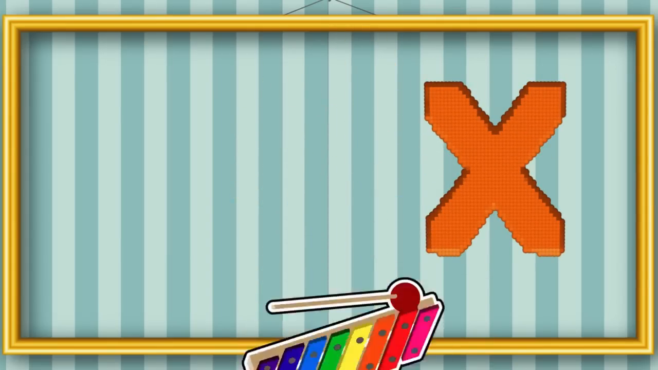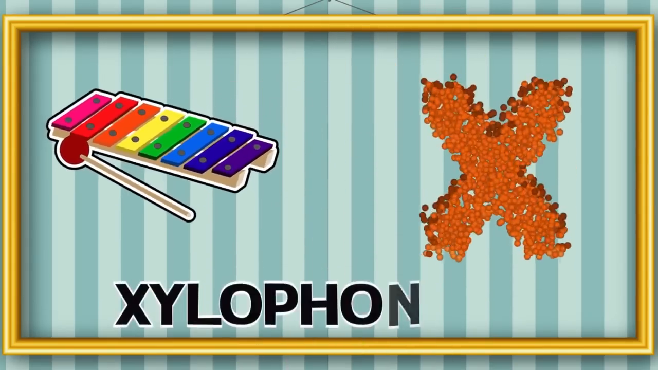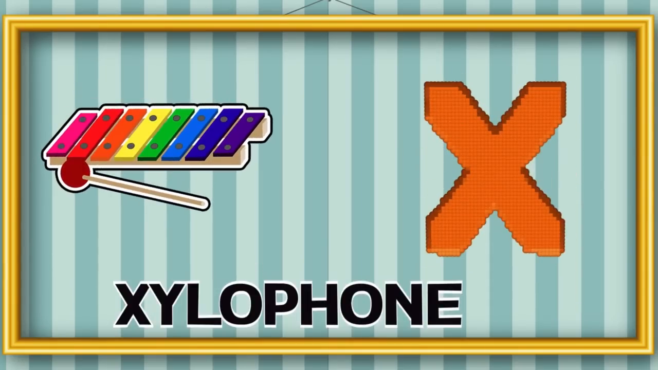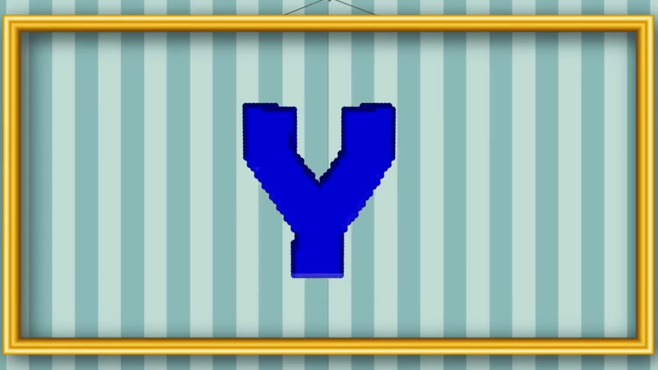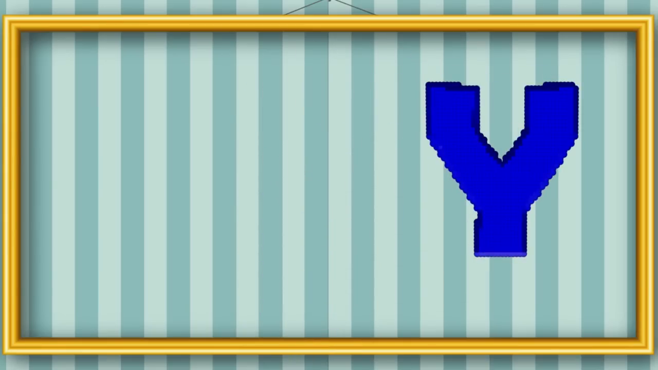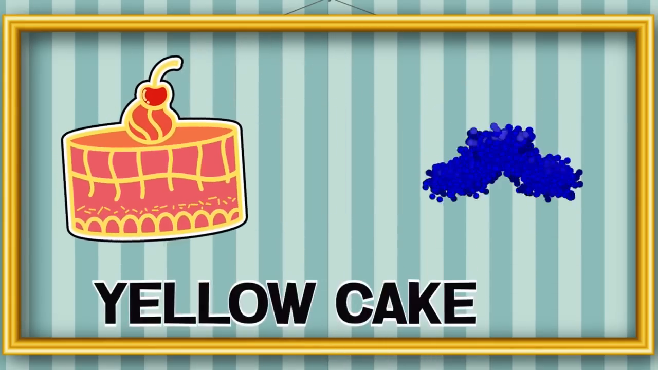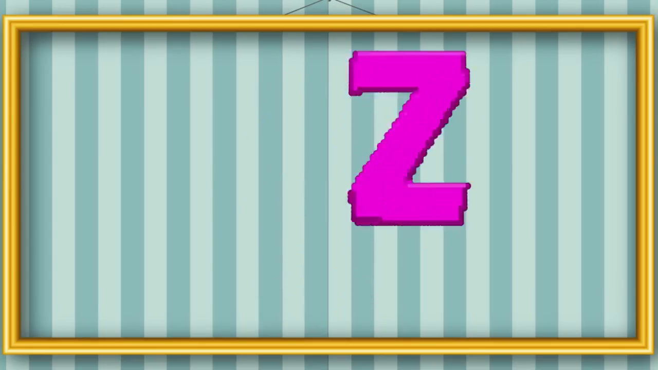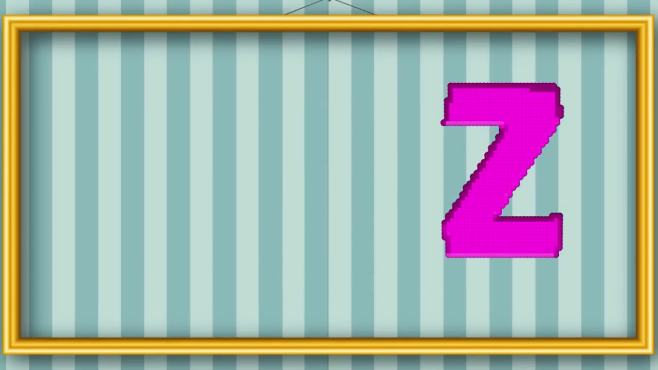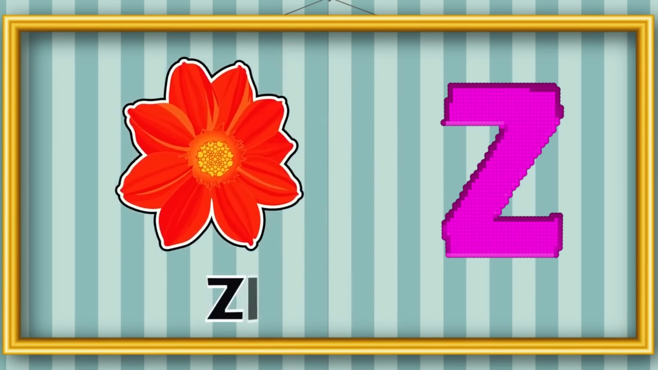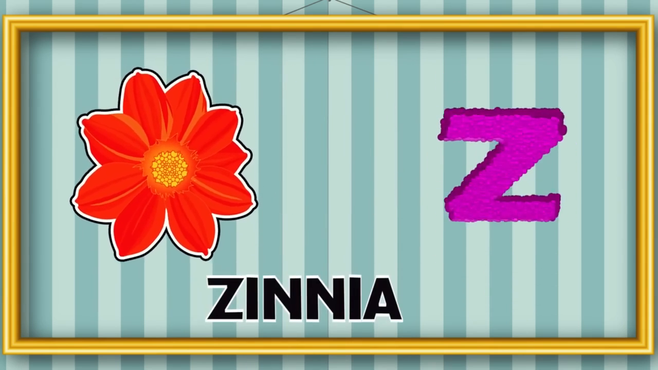X. X is for xylophone. Xylophone. Y. Y is for yellow cake. Yellow cake. Z. Z is for zinnia. Zinnia.